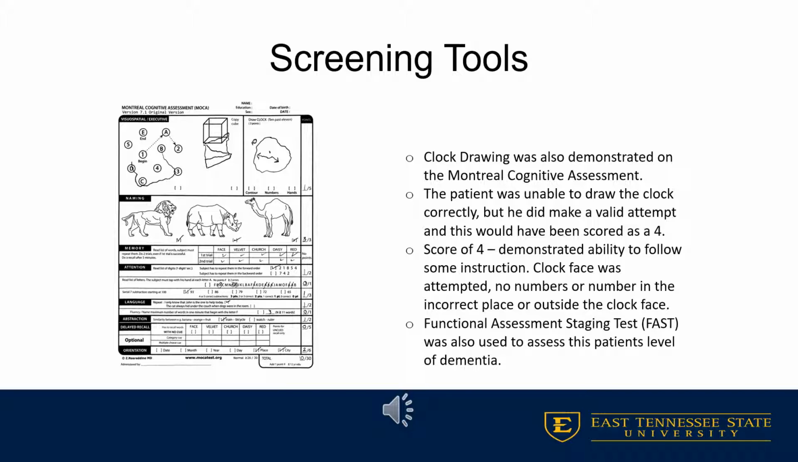I also did the functional assessment staging test, or the FAST, and this is used to assess the patient's level of dementia. It's a 7-stage system based on one's level of functioning and ability to perform daily living activities. So on a scale of 1 to 7, this patient scored at a 5, which is moderate Alzheimer's, meaning he requires assistance with basic ADLs such as choosing proper clothing.